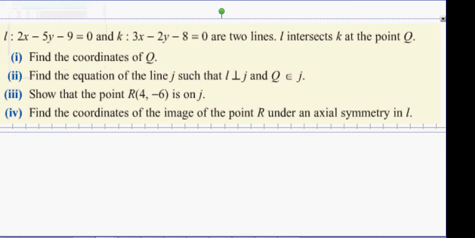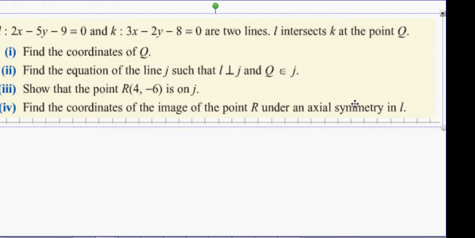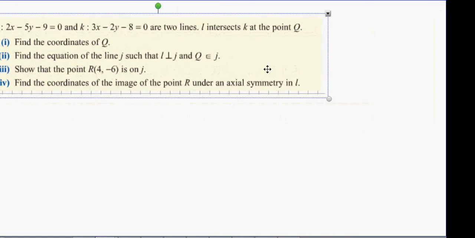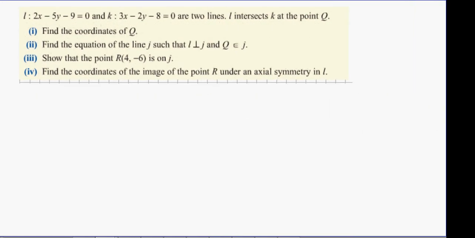Find the coordinates of Q. Coordinates of Q are the intersection of the lines L and K. What I'm going to do straight away is make an equation out of both of them. So we're going to get 2x minus 5y equals 9, and 3x minus 2y equals 8.